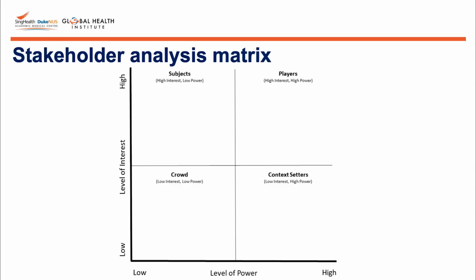Four categories of stakeholders will result: players who have both an interest and power, subjects who have an interest but little power, context setters who have power but little interest, and the crowd with little interest or power. In this way, power versus interest grids help identify stakeholders who should be involved in the project and considered for the improvement team. We call these players. Power versus interest grids also allow us to determine the intensity of engagement strategies for other stakeholder groups. Of course, there will be greater intensity for subjects and context setters than the crowd.